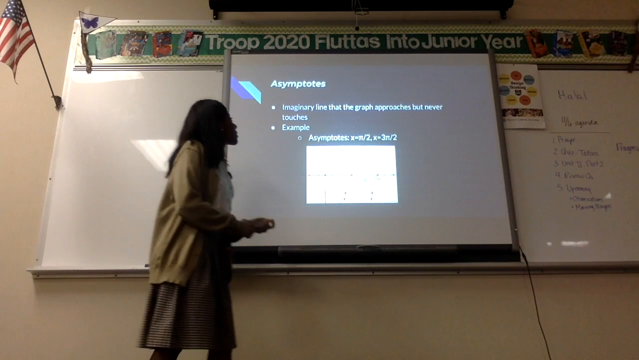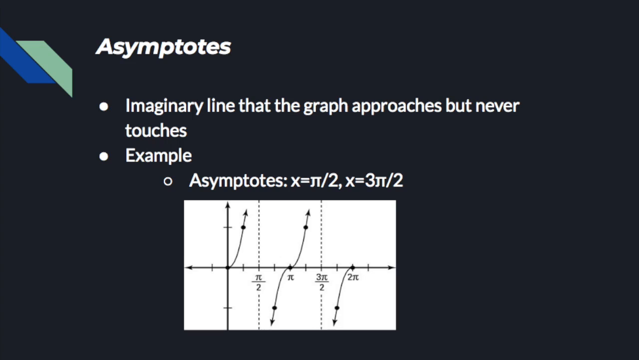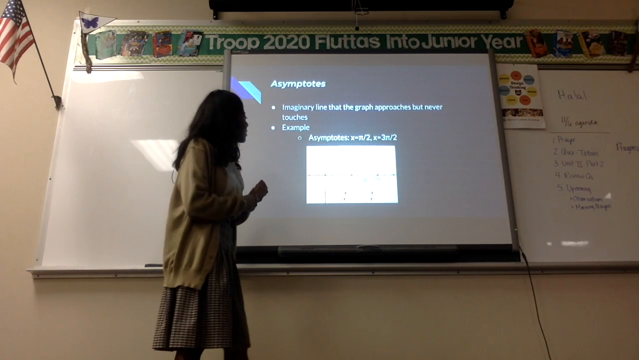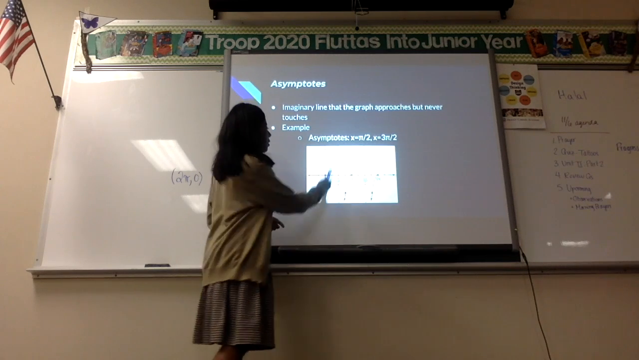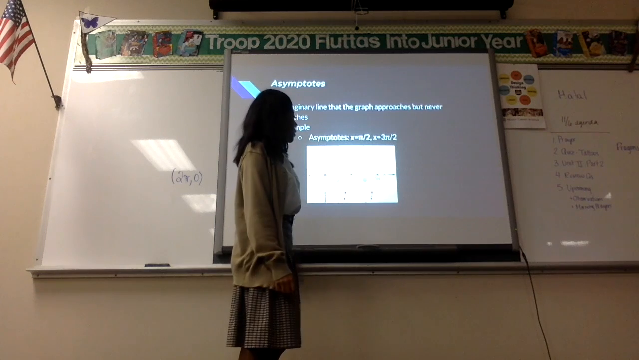Okay, the next definition we have are asymptotes, and it's the imaginary line that a graph approaches but never touches. So in this case, these are the asymptotes here, and it approaches the dotted line but never fully touches it. It's also points in the graph where the function is undefined, and so in this case, the asymptotes along the dotted lines would be pi over 2, and then 3 pi over 2.